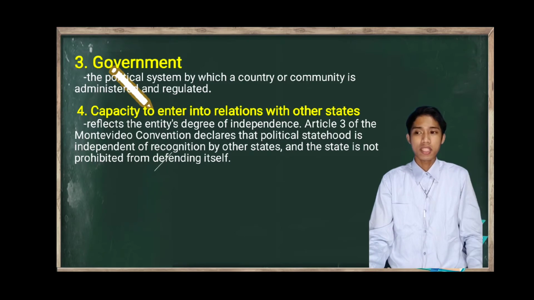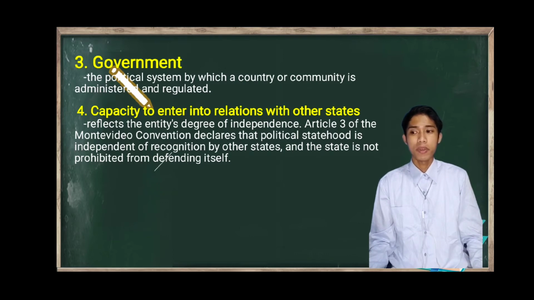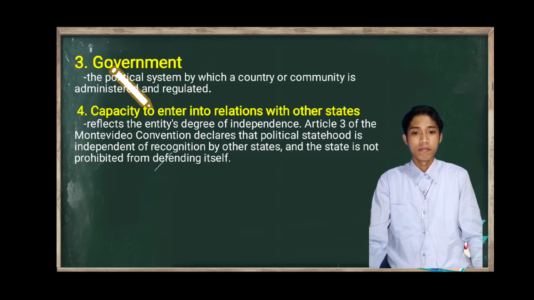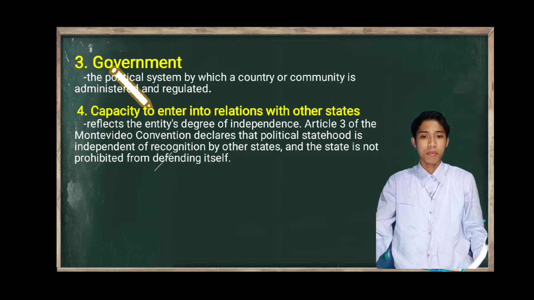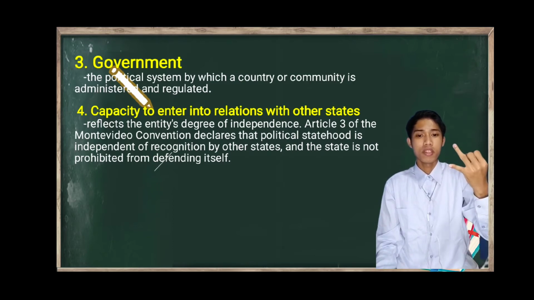Number 4, the capacity to enter into relations with other states, reflects the entity's degree of independence. Article 3 of the Montevideo Convention declares that political statehood is independent of recognition by other states, and the state is not prohibited from defending itself. So, it means there is power or sovereignty. These are the four essential elements of a state. A state comes to be a state only when it has all four elements, which are the population, the government, the territory, and the sovereignty.